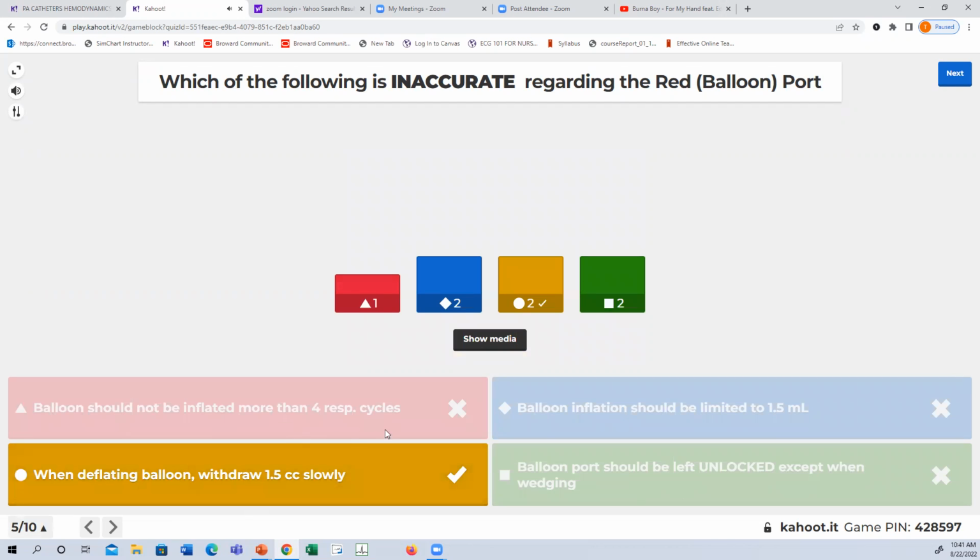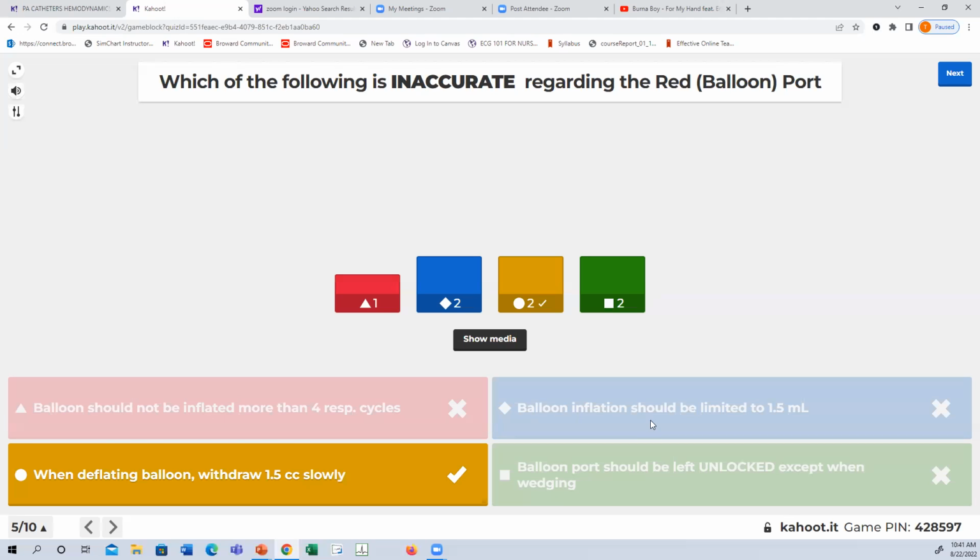Okay, so two of you got this correctly. So let's go through each of the responses. What should you do with the balloon? Balloon should not be inflated more than 4 respiratory cycles. That is correct, right? You should never leave the balloon inflated longer than that.